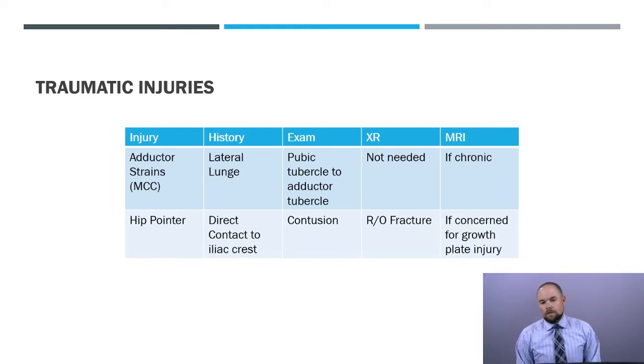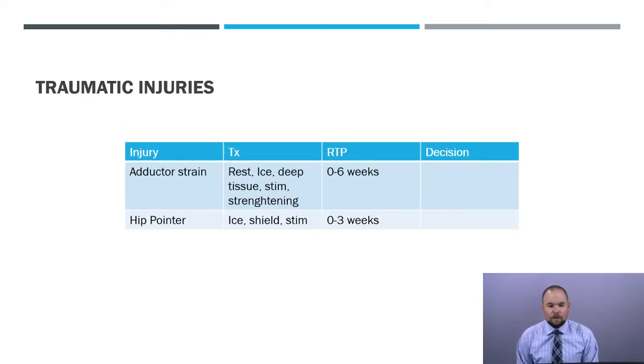Again, like I said, we usually always get x-rays on people for further evaluation. Then if it's chronic pain that you're suspicious for a tear or some other issue, you can get an MRI as well. Another common traumatic injury would be the hip pointer. This occurs in contact sports, with direct contact to the iliac crest. There'll be a contusion, typically bruising. It'll be rather painful, and you do normally get an x-ray with these just to make sure there's not a fracture. MRI is not really indicated unless there's a concern for a growth plate injury.